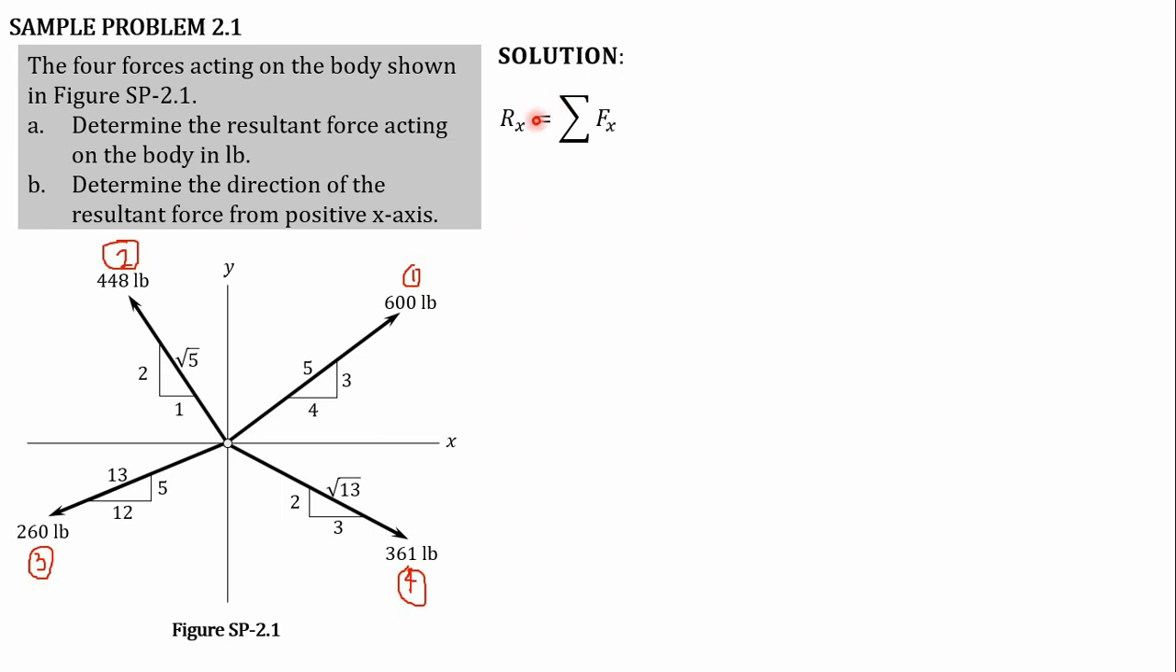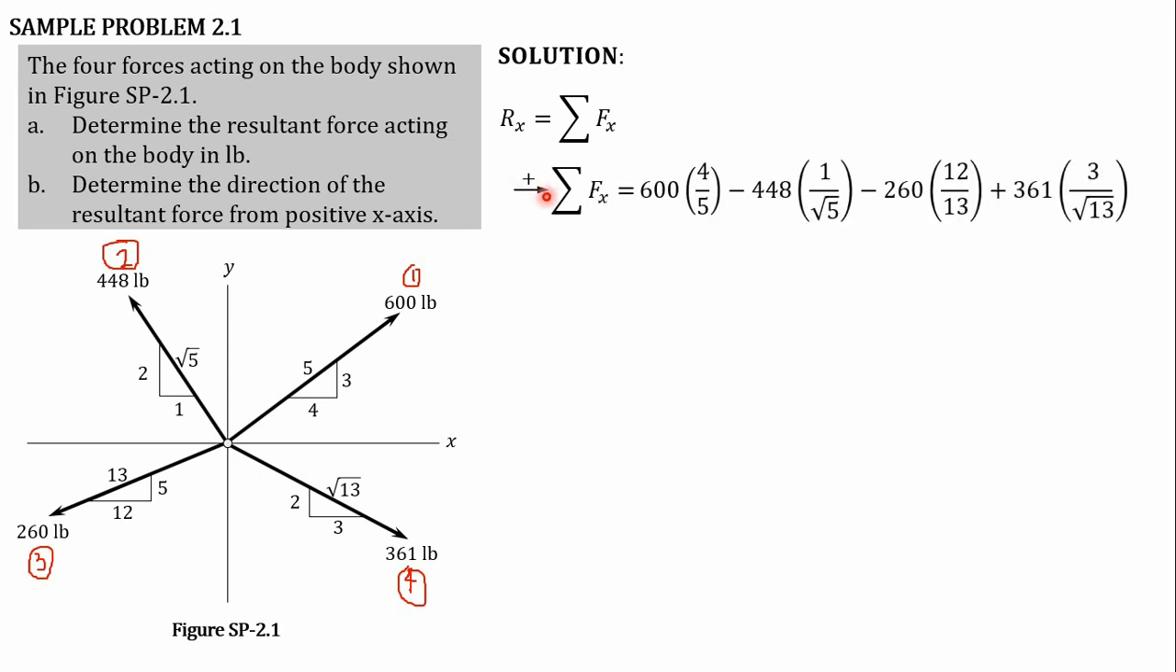And we know that Rx, or the component of the resultant with respect to x-axis, is equal to the summation of Fx of all forces. Okay? And then we assume that positive is going to the right. Which is the summation of Fx is equal to 600 times 4 over 5. Okay, so isa-isahin ko to. Ito yung 600 natin.